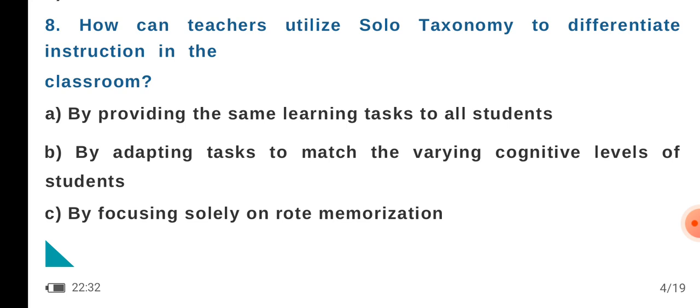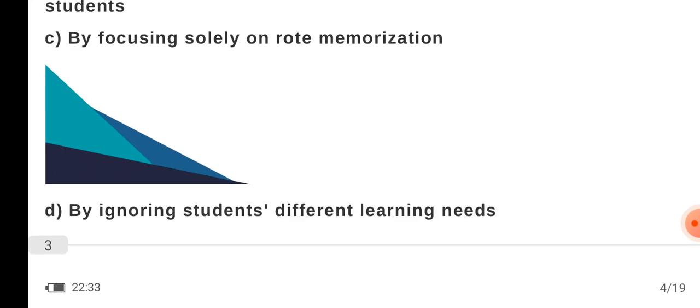How can teachers utilize SOLO Taxonomy to differentiate instruction in the classroom? Letter A, by providing the same learning task to all students. Letter B, by adapting tasks to match the varying cognitive levels of students. Letter C, by focusing solely on rote memorization. Or letter D, by ignoring students' different learning needs.